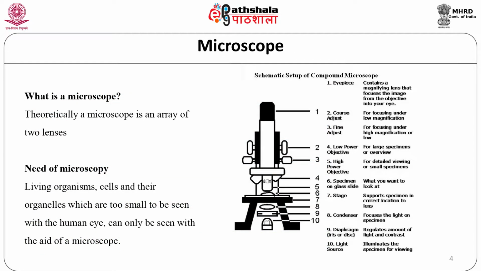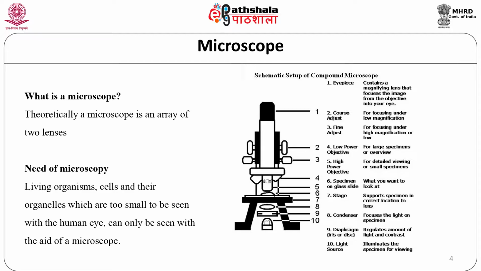What is microscopy? Theoretically, a microscope is an array of two lenses. Why do we need microscopy? As cells and their organelles, few living organelles, are too small to be seen with the human eye, they can only be seen with the aid of a microscope. So, to observe such minute structures, we need microscopy technique. In this image, we can clearly see the different parts of a simple microscope like objective, eyepiece, light source, etc.